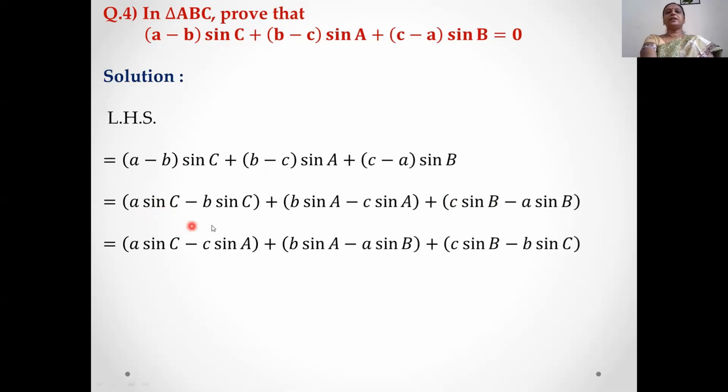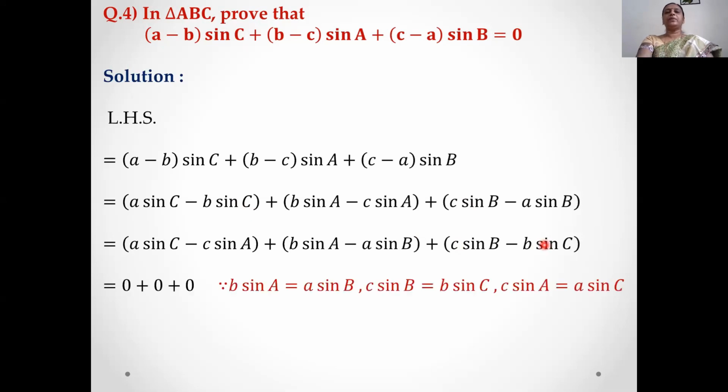a sin C, here you take this term, minus c sin A. For this, you take the combination of this term, and for this term, you take this term. Means we are rearranging the brackets. Again, from the sine rule, you know that b sin A is equal to a sin B. b sin A and a sin B are equal, therefore this will be 0. c sin B and b sin C, these two are equal, therefore their difference is 0. And c sin A is equal to a sin C, these two terms are equal, therefore their difference is 0.